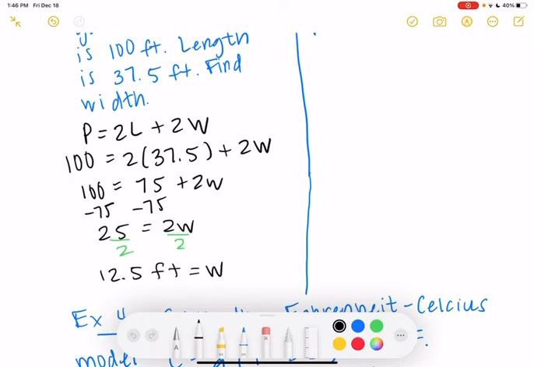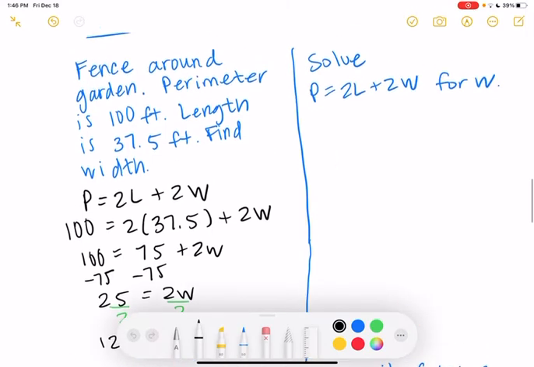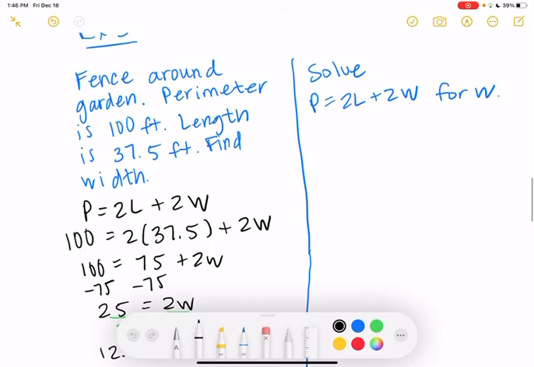All right, so from where we stopped last time, got 100 equals, I did the 2 times 37.5 for 75 plus 2W, subtracted the 75, divided by 2, and got 12.5 feet is the width. Now over to this side, solving for W.